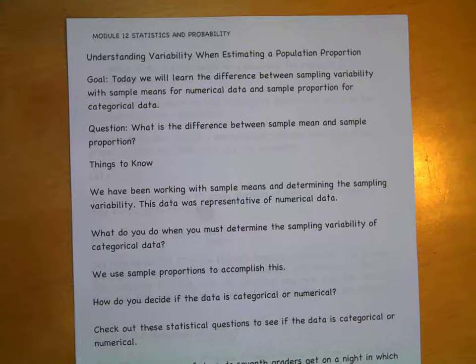So under the things to know, we've been working with sample means and determining the sampling variability. This data was representative of numerical data. What do you do when you must determine the sampling variability of categorical data? Well, basically, the answer to that question is that you have to figure out what is your sample proportion. We use sample proportions to accomplish this.